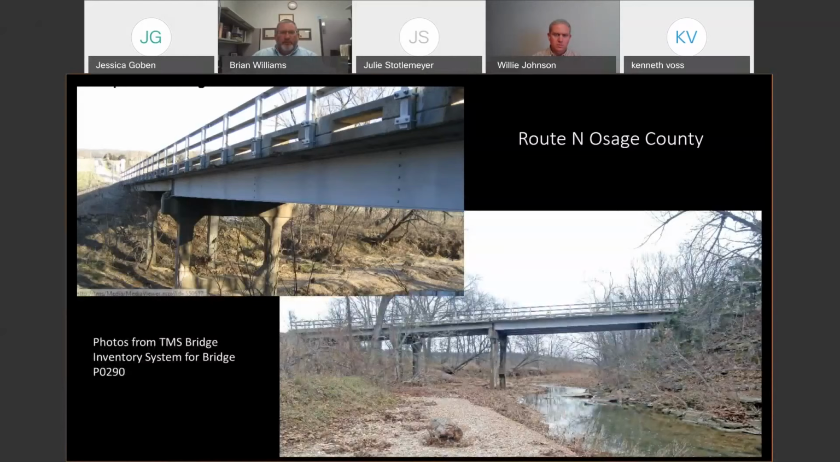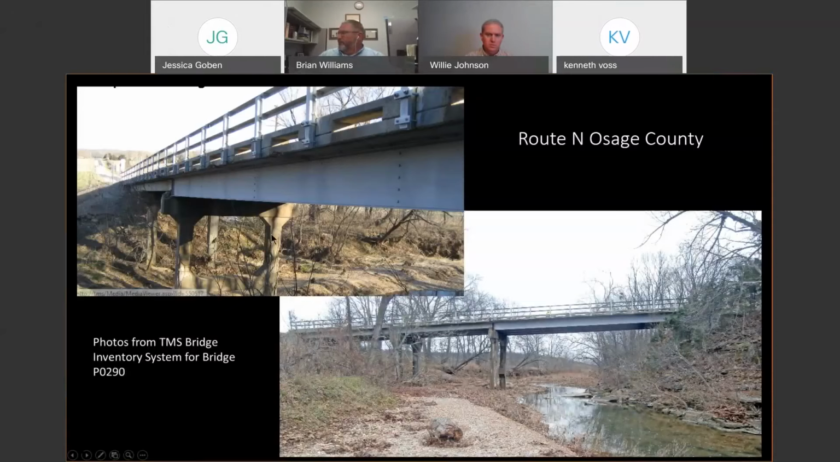So here are some actual photos from the bridge inventory system. As you can see, you've got a pretty good gully going on over here in this area. We want to make sure that you protect the outfalls there. Pretty good grade coming this way. High steep bank on this side. You're going to want to look at what kind of protections you're going to be able to provide there with those types of steep slopes.